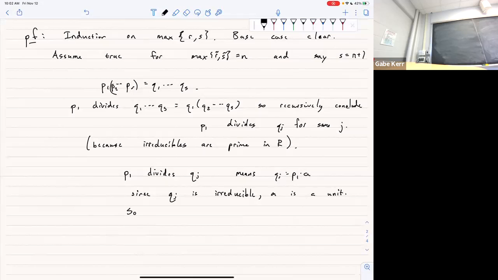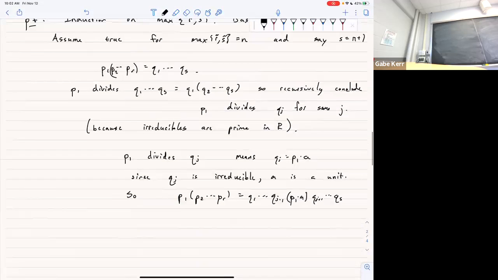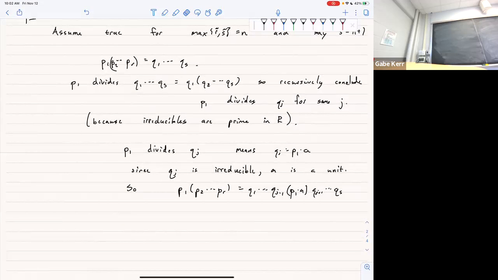So that means we can do the following thing. P1 times P2 through PR plus Q1, Q2 through Qj minus 1 times Qj, which is P1 times a unit, times Qj plus 1 through QS. And now we do have cancellation.